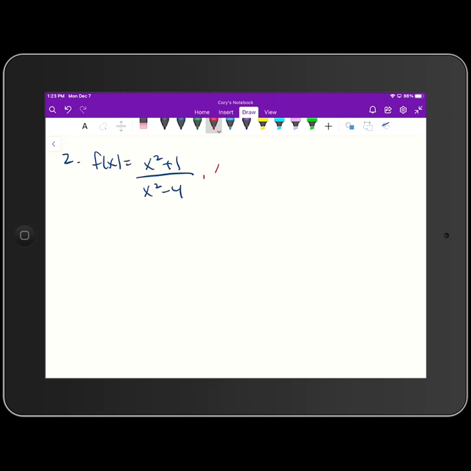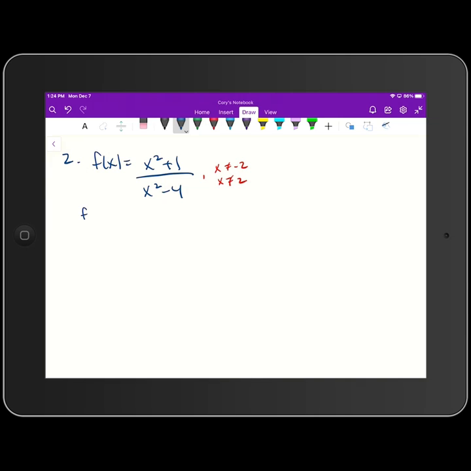And we know that x cannot be equal to -2 and x cannot be equal to +2 for that function, because those are the two values that make our denominator 0. Okay, so let's go ahead and differentiate this function.